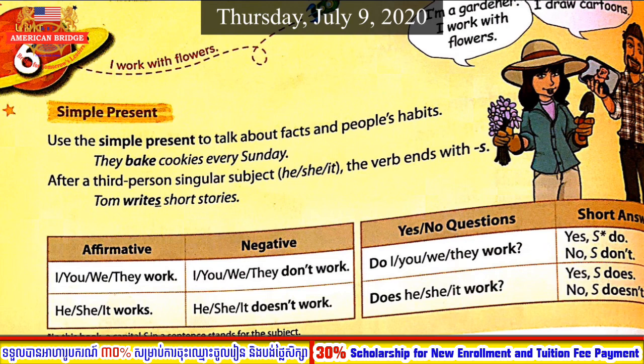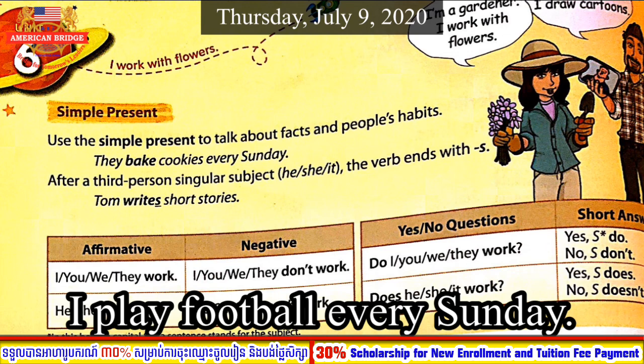We use simple present to talk about facts and people's habits. Example, I play football every Sunday. So this is my habit because every Sunday I always play football. So I use the verb play. I play football every Sunday or every weekend. I always do it this Sunday, the next Sunday, every Sunday. So that is my habit.